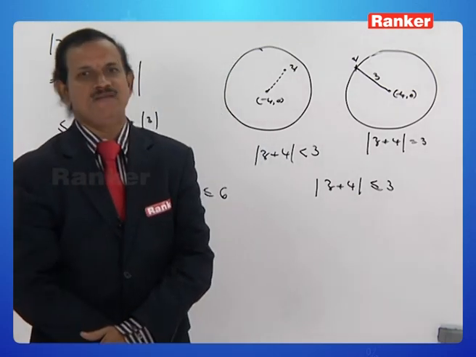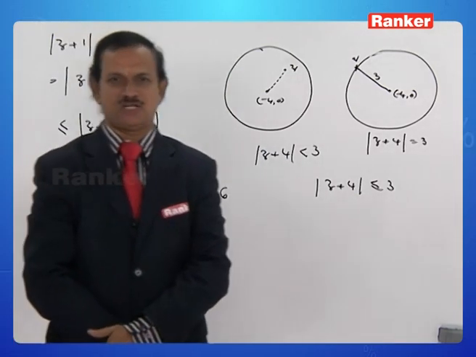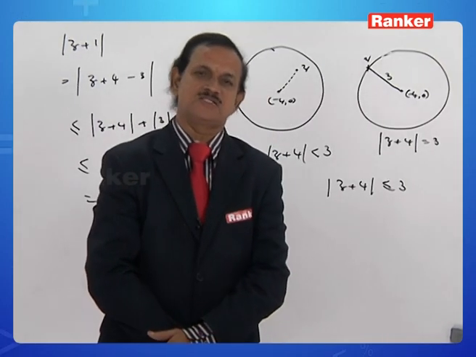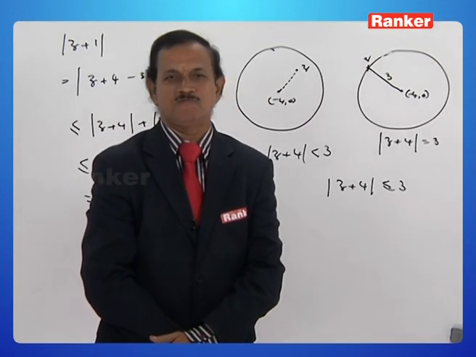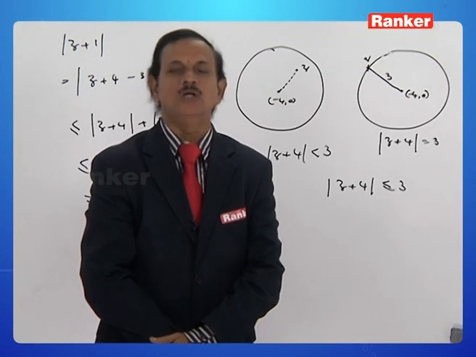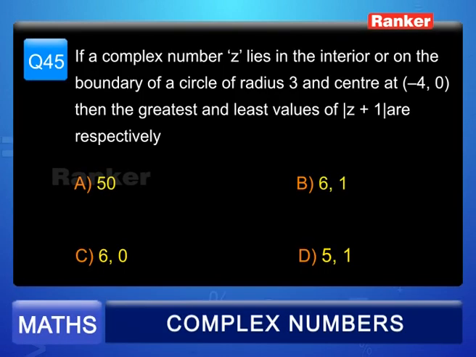Hence, we have taken the decision: the least value of mod Z plus 1 is 0 and the greatest value of mod Z plus 1 is 6. Therefore, 6 and 0, they are available in option C. So, the suitable option is option C. And the right answer is of course 6 and 0. Right. That is the answer.